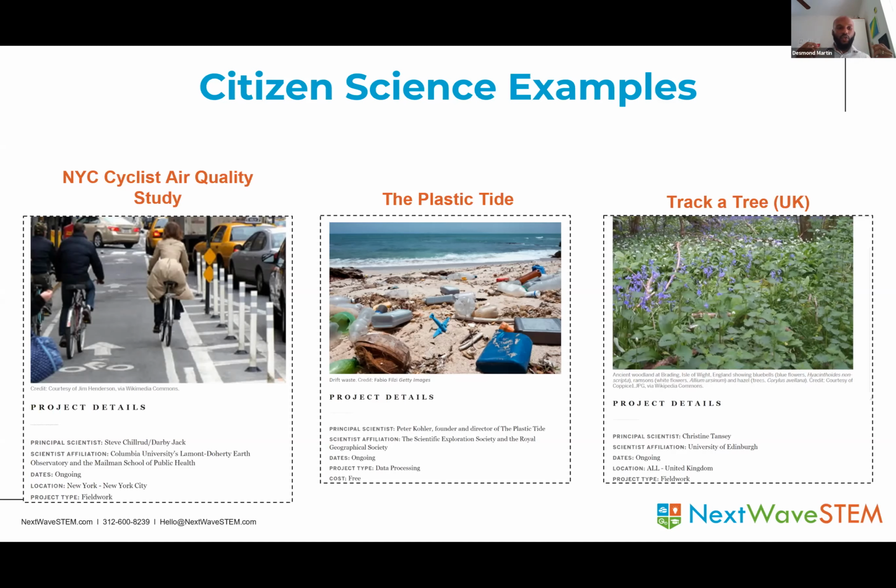This is really, really exciting. Columbia University scientist Stephen Chilrod put this together. Basically, what students who are local to New York City will be able to do is, if they are cyclists, they will be able to download an application and take qualitative data on air quality in different parts of the city that they're riding in.